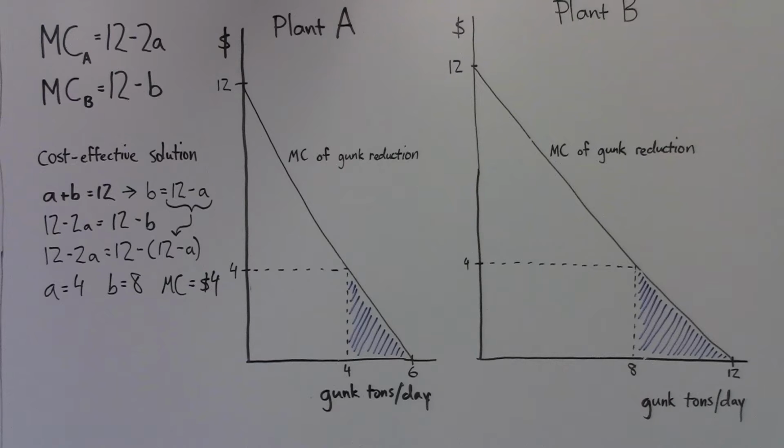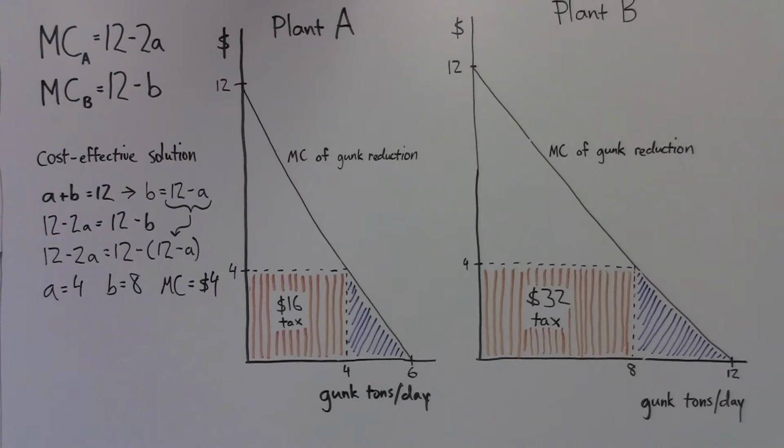gunk. It has no incentive to reduce its gunk below 4 tons, because the marginal cost of pollution reduction exceeds the tax, so it will emit 4 tons per day and pay the city of Springfield $16 in tax, as shown by the red rectangle. The situation is similar for Plant B, which will reduce its gunk by 4 tons and pay $32 in tax.